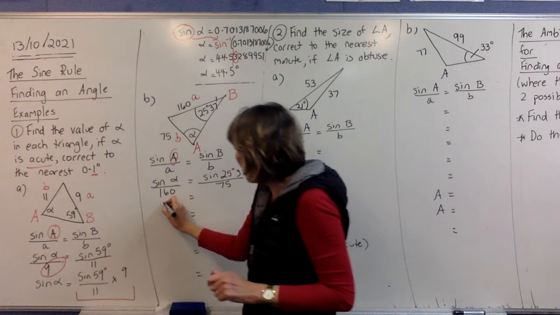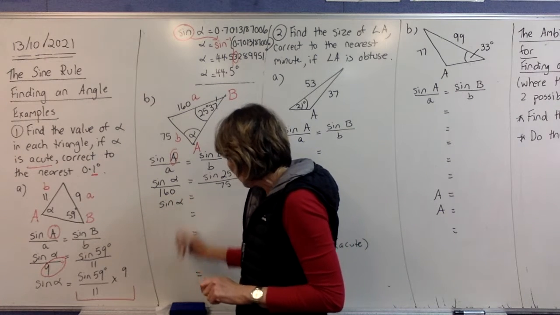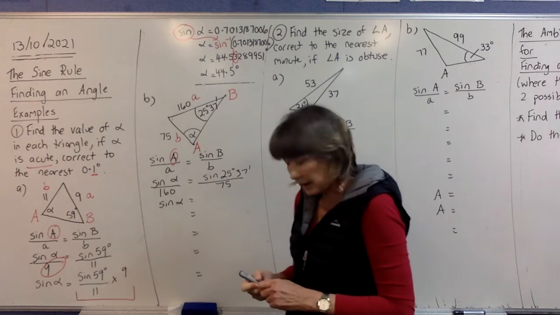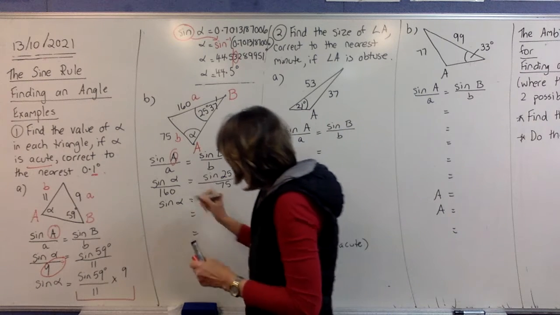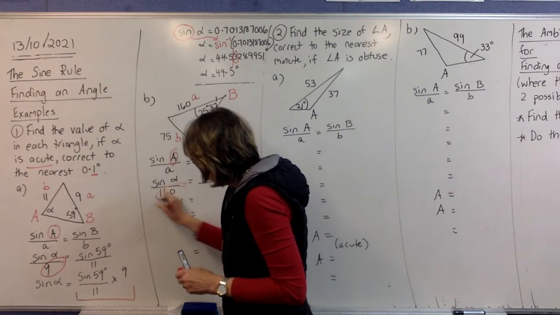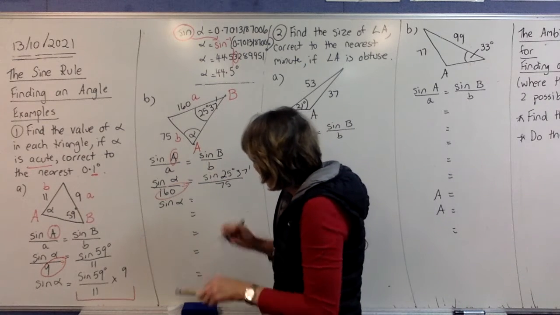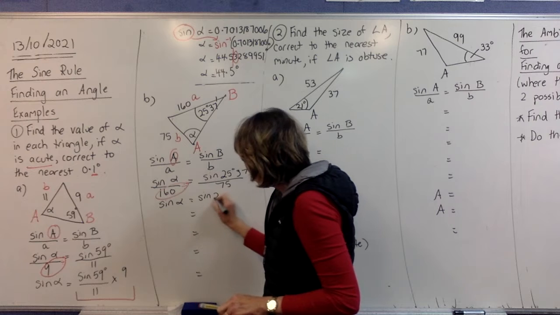So now remember we're solving an equation. So we're going to write sine alpha. We're going to get rid of the divided by 160. Come to the other side and times by it. So this side now looks like this.